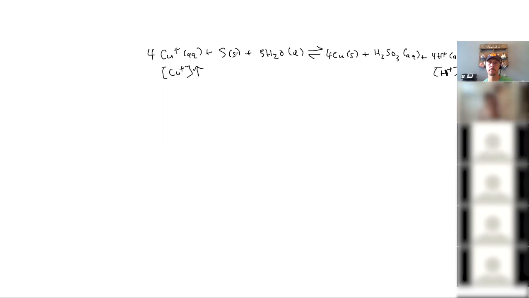The solids and liquids. The solids and liquids don't matter. So sulfur can be taken out, H2O can be taken out, copper can be taken out. I think that's it. So everything else is aqueous. Aqueous and gases all count, right? So if Cu plus goes up, the concentration on this side goes up. Le Chatelier's principle says it's going to shift away from where you have the concentration increasing. So it's going to shift in that direction. And so that's going to force the concentration of H plus to increase, all right?